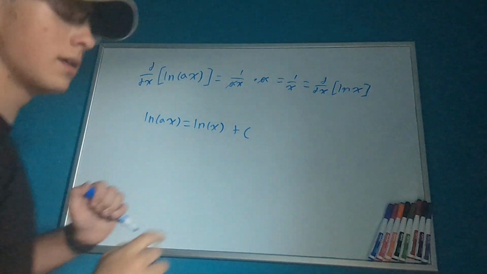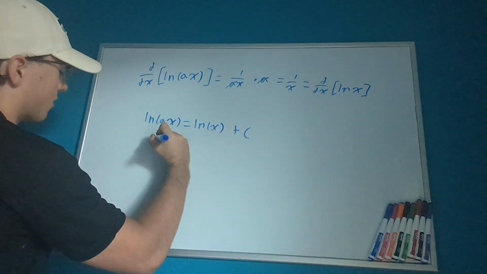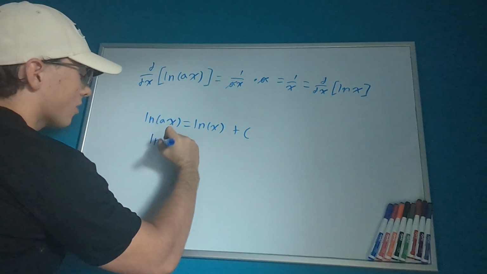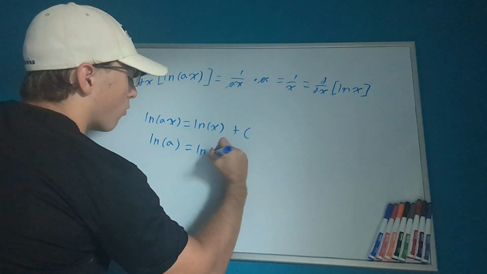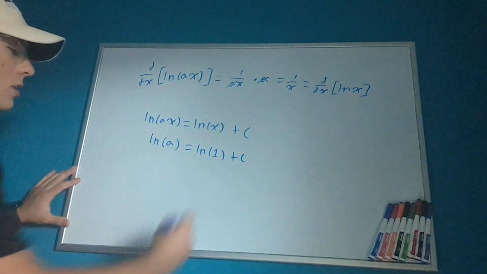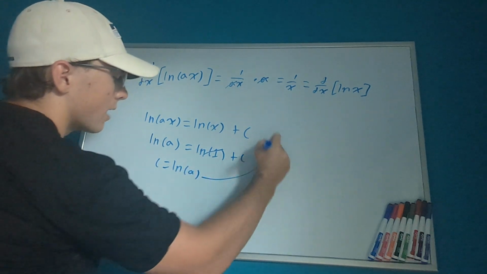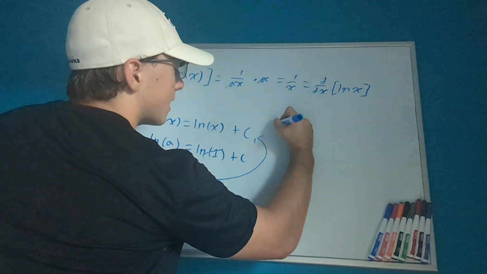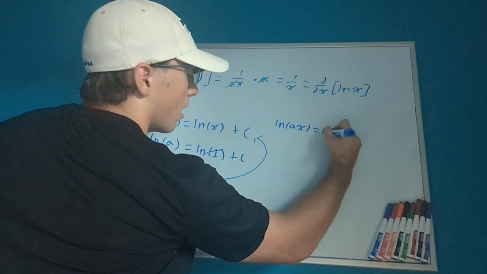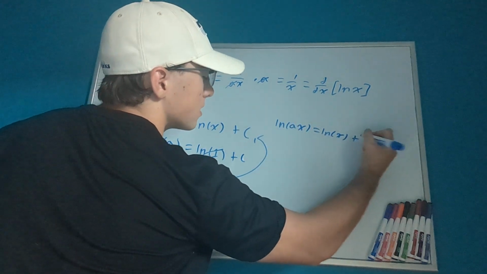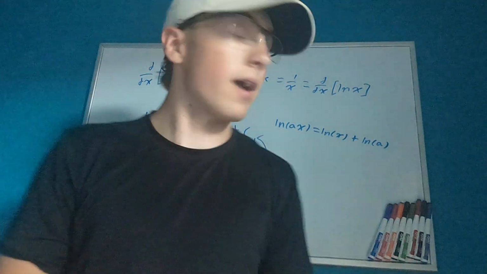So now we're going to set x equal to 1. So we get the natural log of a equals the natural log of 1 plus c. So this will go away, and we get c equals the natural log of a. Once again, we substitute that in, and we get the natural log of ax equals the natural log of x plus the natural log of a. And there we go. We have successfully proved that.